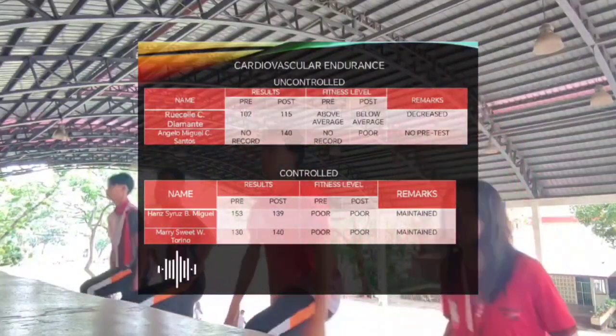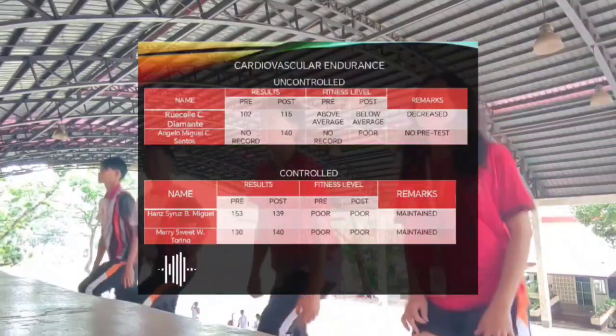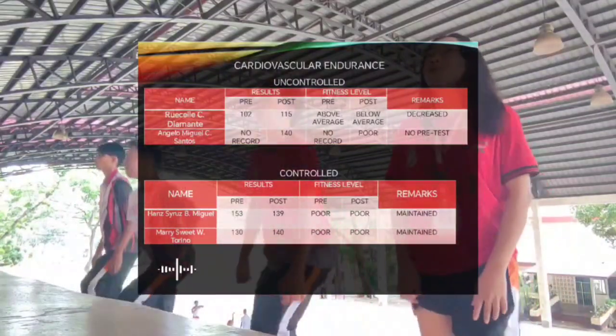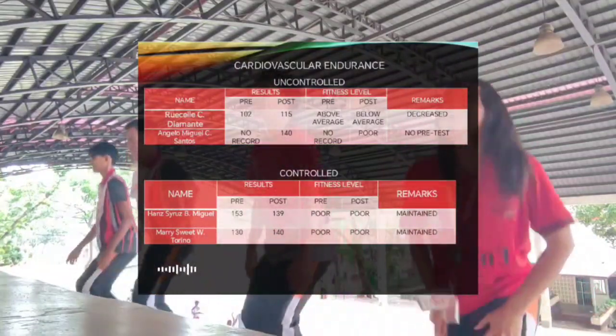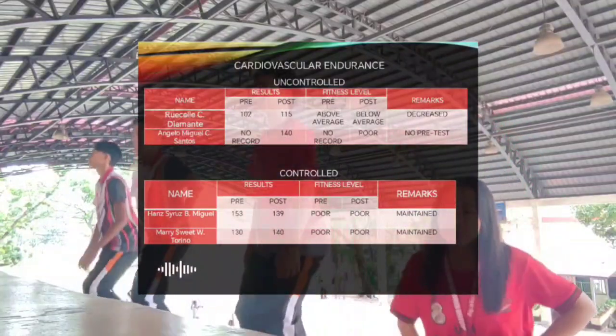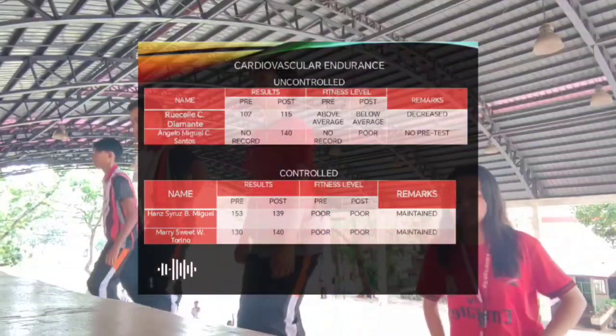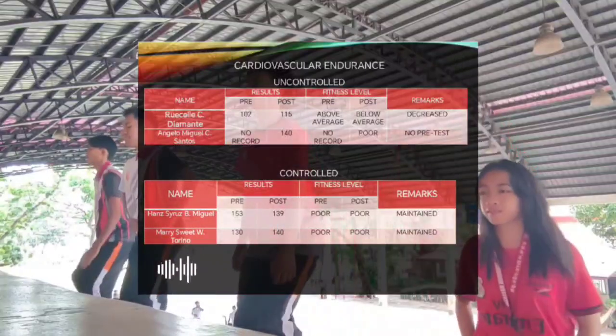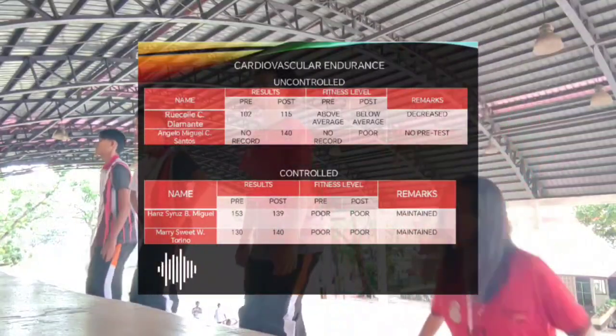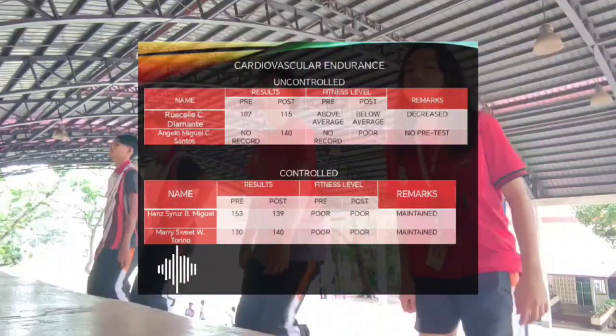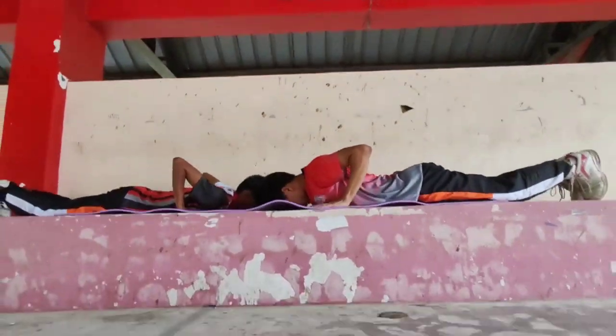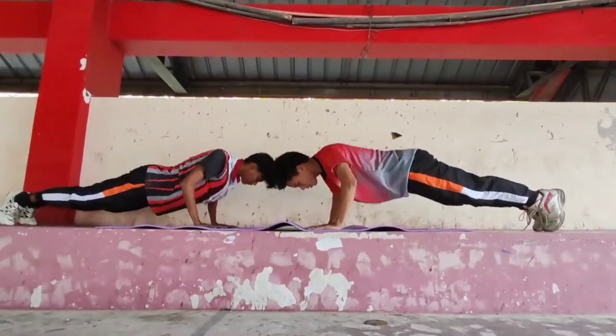Next is Marisa Torino. Her pre-test result is 130 and her fitness level is poor. And next is her post-test result, which is 140 and her fitness level is also poor. Her remarks is maintained. The reason why it is maintained is also because she did not have enough training for her cardiovascular endurance.